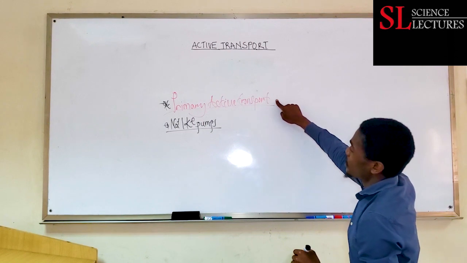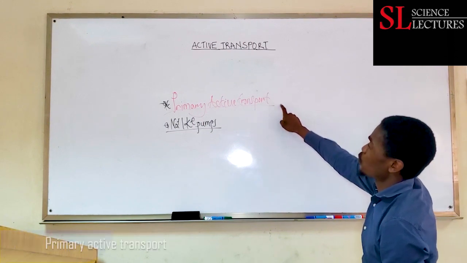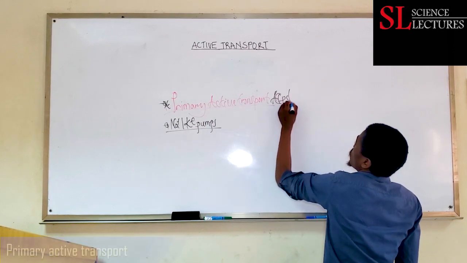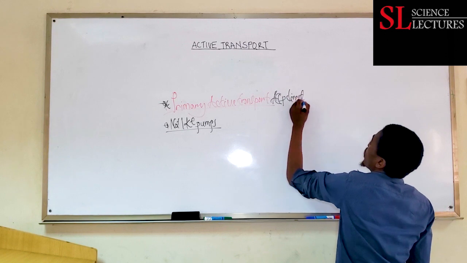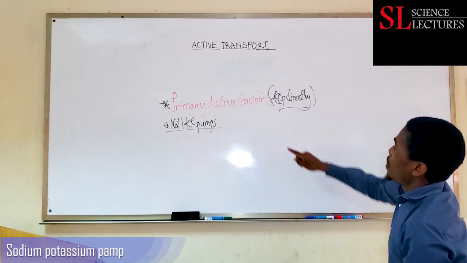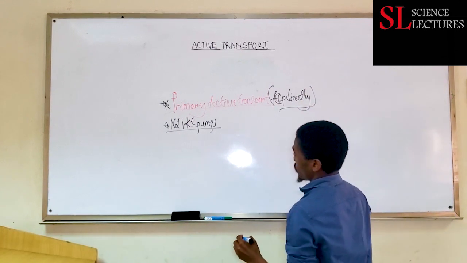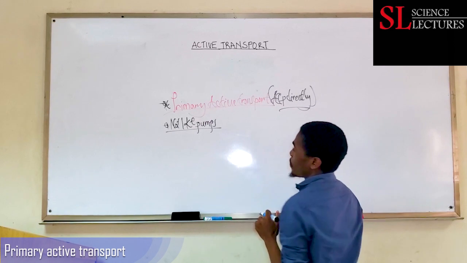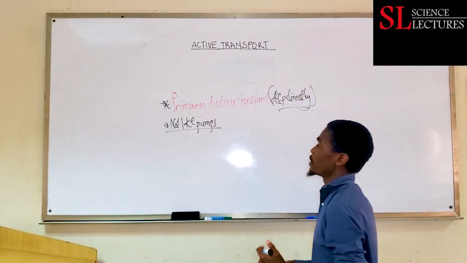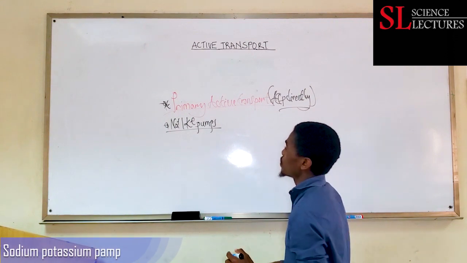So this one relies on the concept of primary active transport. And how is primary active transport different from secondary? We need to know that primary active transport is where ATP is used directly. So there is direct consumption of energy in the form of ATP, as opposed to secondary active transport. The sodium potassium pump is the one we are going to start with, and it is always operating in cells, providing homeostasis, maintaining cells being stable.